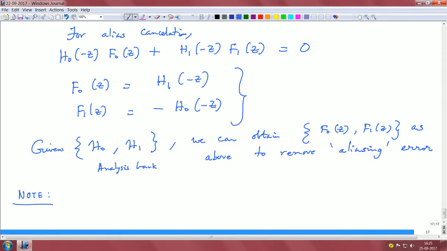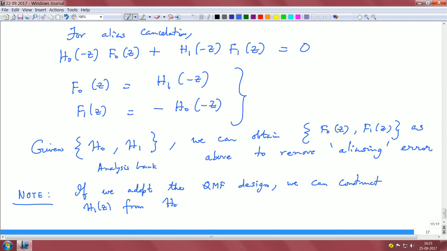You will have to observe carefully that if we adopt the QMF design, that is, we incorporate the quadrature mirror property into the analysis bank, then we can construct h1 of z from h naught of z, because h1 of z is h naught of minus z, and then you use the property here for alias cancellation, the equations here, which is f naught of z is h1 of minus z and f1 of z is minus h naught of minus z. So, therefore, given one base filter which is h naught of z, you can construct all the other filters, which is h1, f naught and f1 for the 2 channel filter bank.